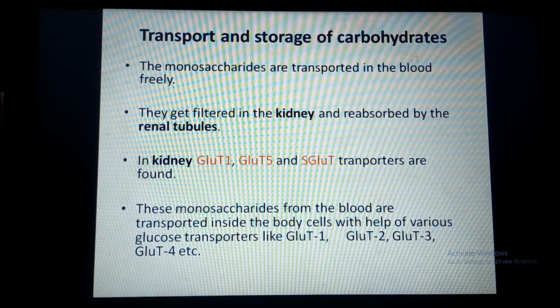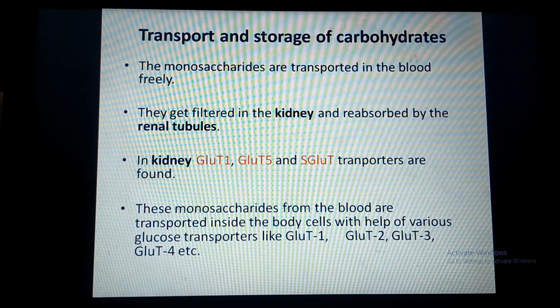But when the concentration of blood glucose is very high, then a large quantity of glucose enters into the filtrate, which is beyond the capacity of renal tubules to reabsorb. In this situation, glucose passes into the urine, which is called glycosuria, and it is detected by the Benedict test. This is mainly seen in diabetes mellitus patients when the blood glucose level is high.